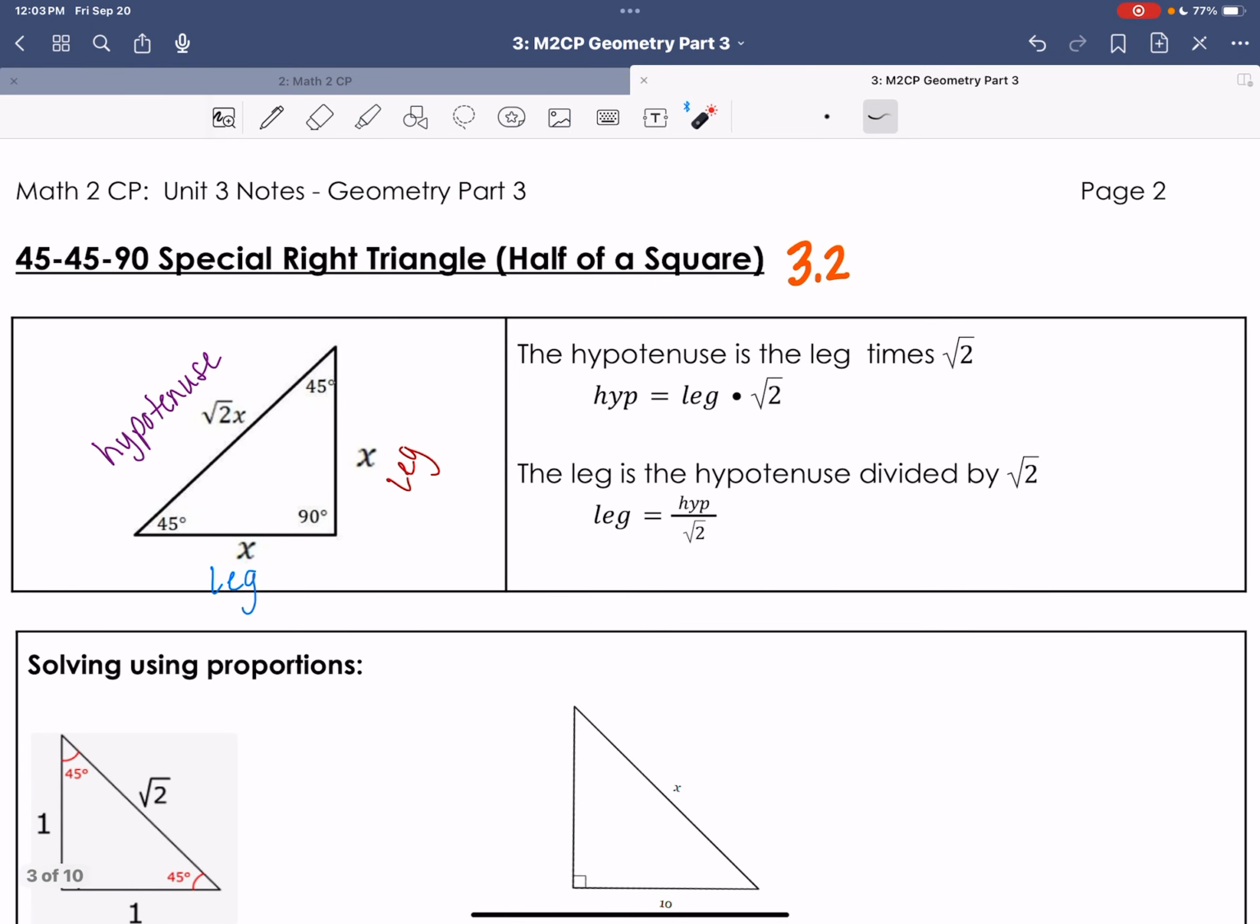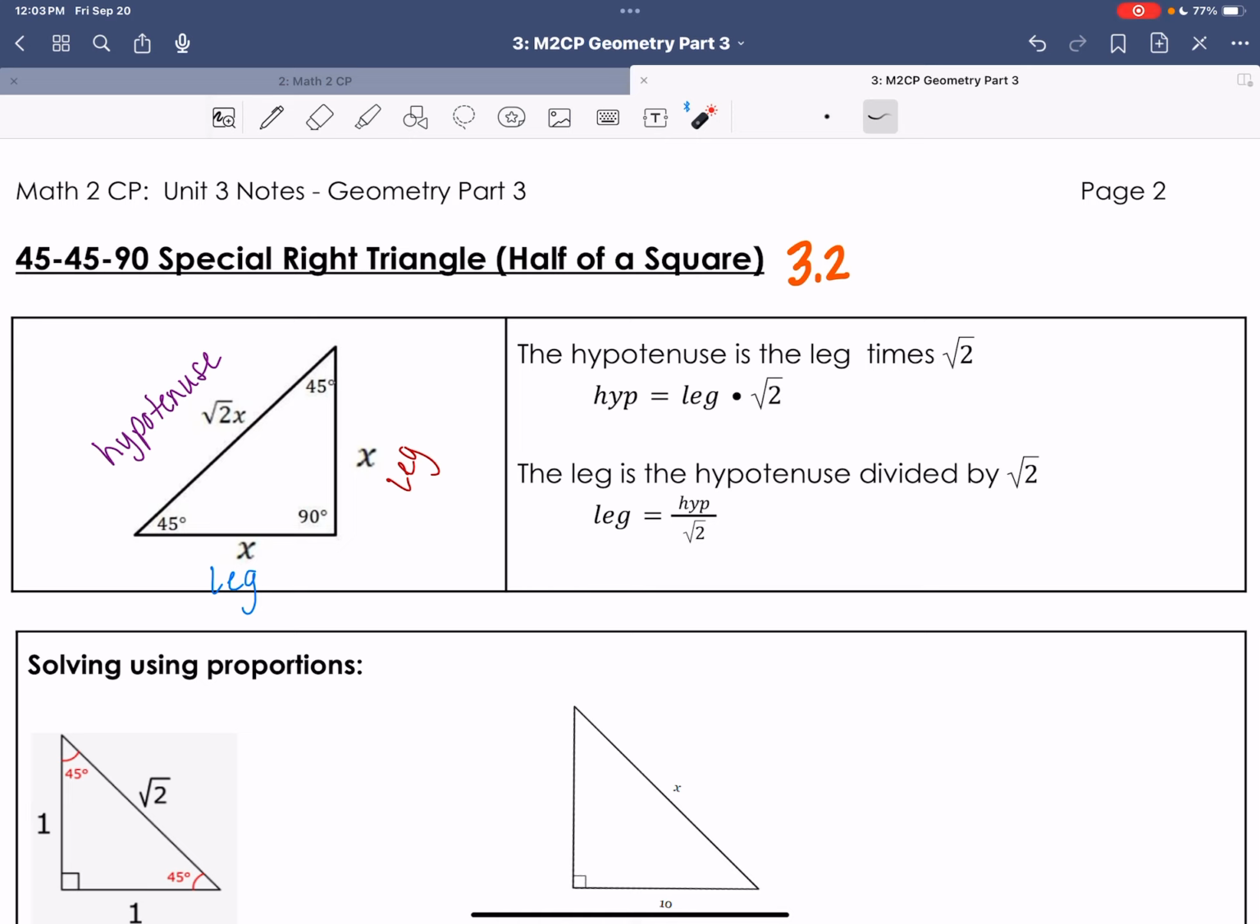So if you were to have a right triangle, which right here is denoted as right with 90 degrees, you're going to look at the hypotenuse is the leg times root 2. So hypotenuse equals your leg times root 2. So that's your shortcut there.